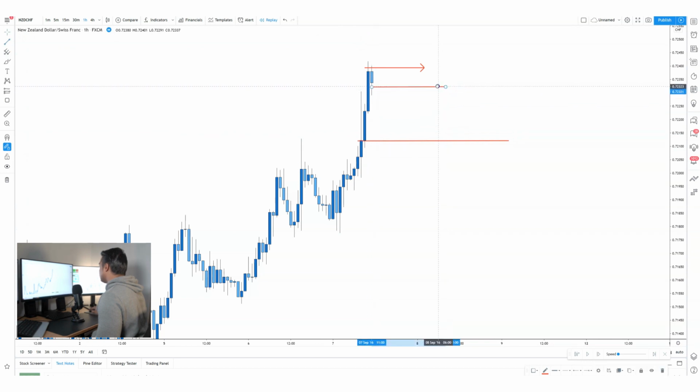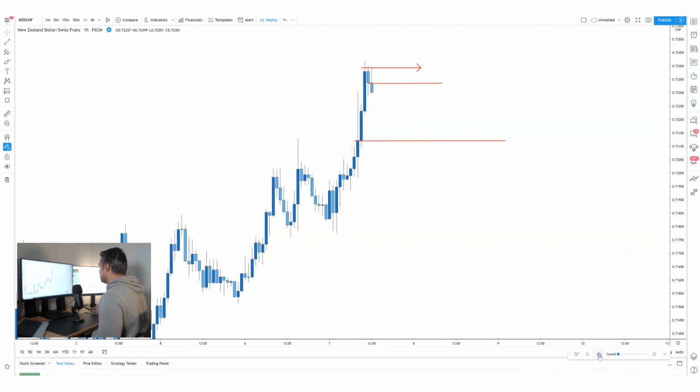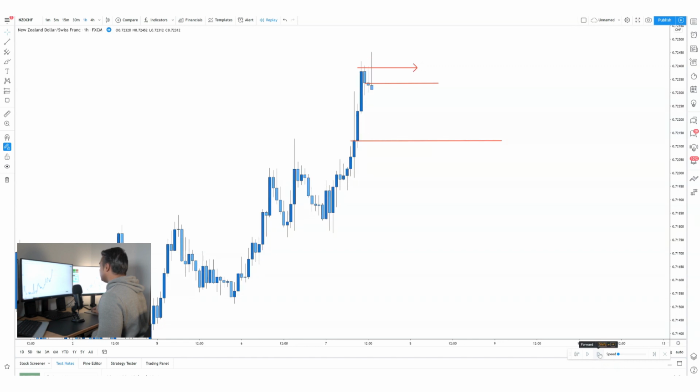What I would say to myself, actually, I'll take the body. If we get a break close below this level, then I'll have enough range to take a sell from this level to this level here. Is only 20 pips. Oh my goodness. Because this is New Zealand dollar Swiss franc. Is that a break? It's not really. Let's wait for a cleaner break and see what happens.